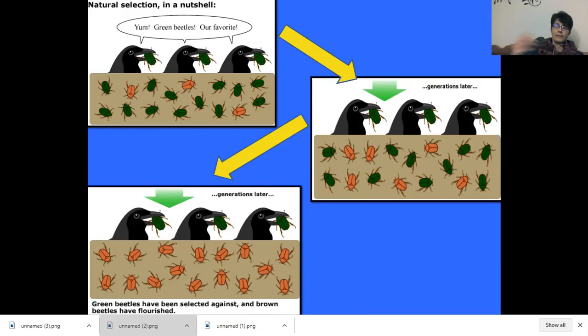There could be other green beetles that now move. There's still green beetles around, and they can still reproduce because they are still the same species. They are just variants, just like having people with blonde hair and dark hair. They're still the one species.